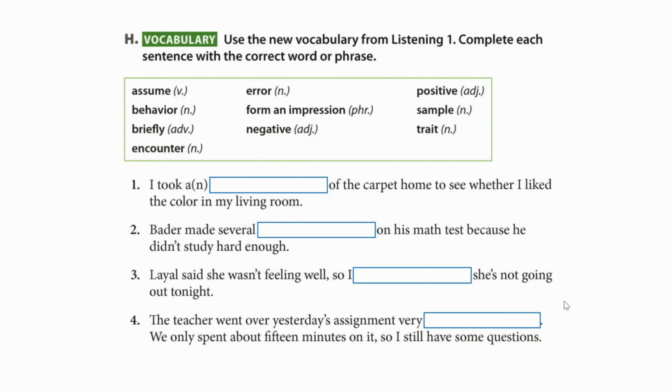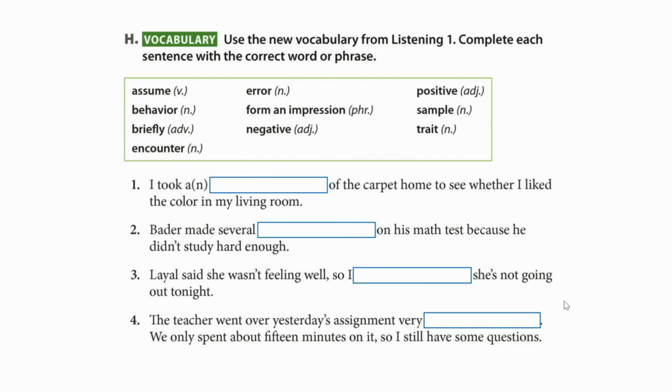Okay, let's move on now to activity H, where we're going to use the vocabulary that we've studied today from listening 1 to complete each sentence below. We will use the correct words to fill in the spaces. So let's start with number 1. I took a or an of the carpet home to see whether I liked the color in my living room.